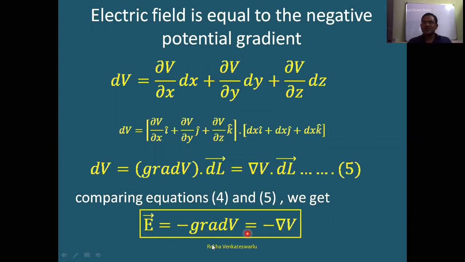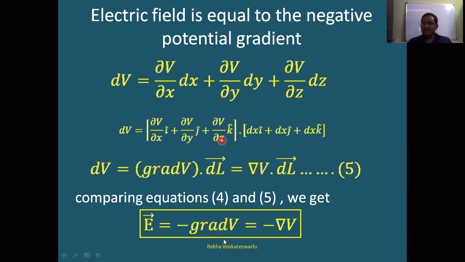So this is the conclusion. Therefore, the electrostatic field can be expressed as the negative gradient of the potential, the negative potential gradient. Electric field equal to the negative potential gradient.